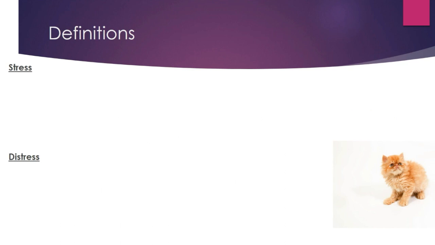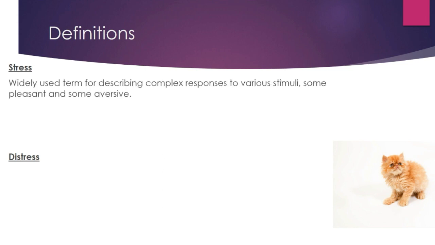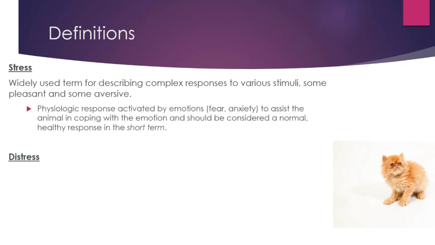So let's first go through some definitions, because there's a lot out there. Depending on what book you read, a lot of them can be very different. So stress, this is a widely used term for describing a complex response to various stimuli. Some can be pleasant and some can be aversive, and we'll talk a little bit more about that. It's activated by emotions, mainly fear and anxiety, to assist the animal in coping with the emotion. And this is considered a normal, healthy response. Immediate stress response is normal and healthy.